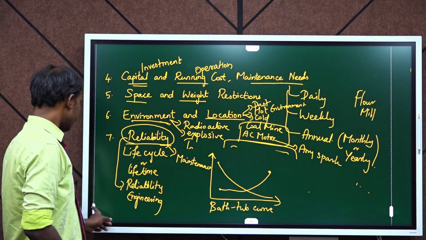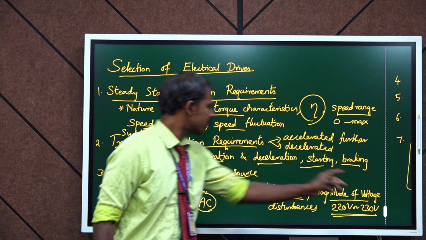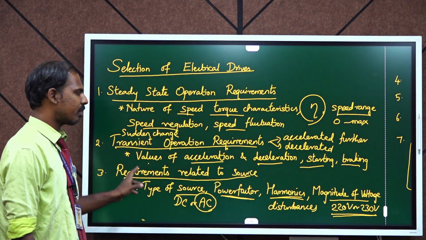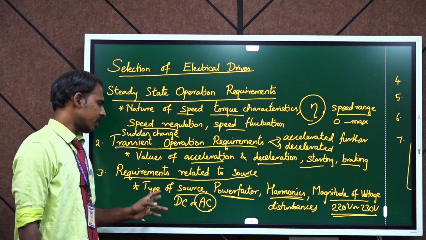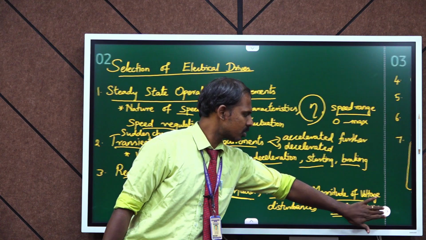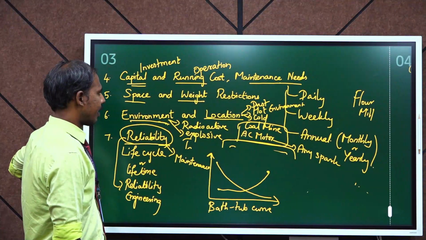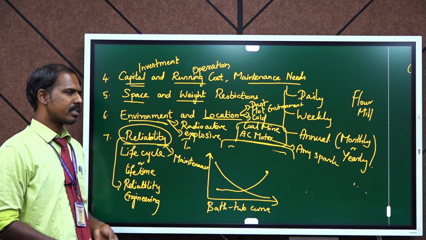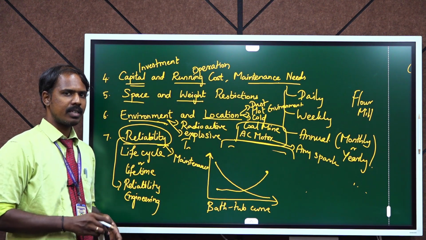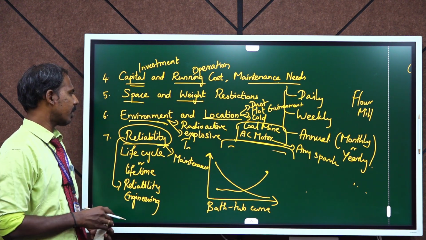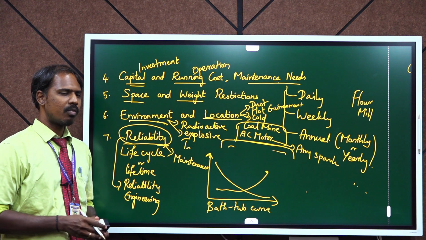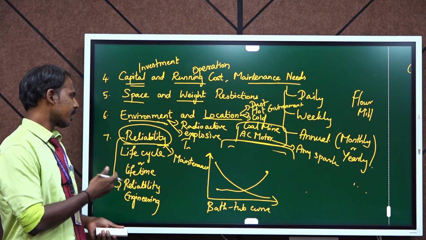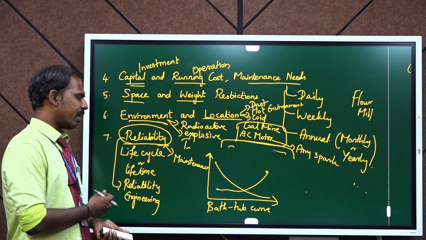So summing up, we will have 7 parameters. One is steady state operation requirement, the second one is transient, third one is requirements related to source, fourth one is the capital and running cost, then maintenance need, then you have space and weight restrictions. So how much space I am going to have and how much weight I am going to incorporate. Environment and location, how far I am going to utilize the environment. Then reliability is going to be the life of the machinery.